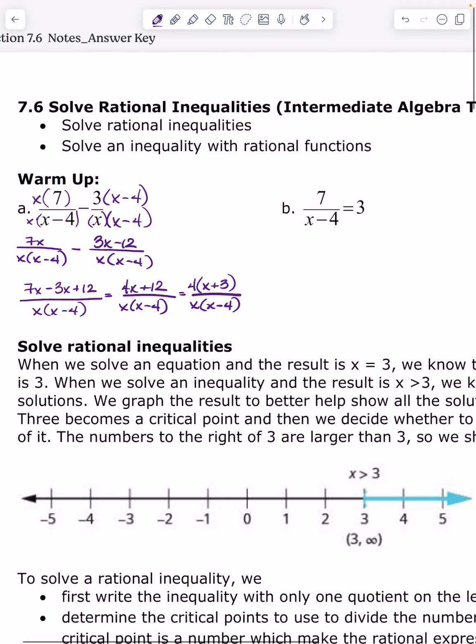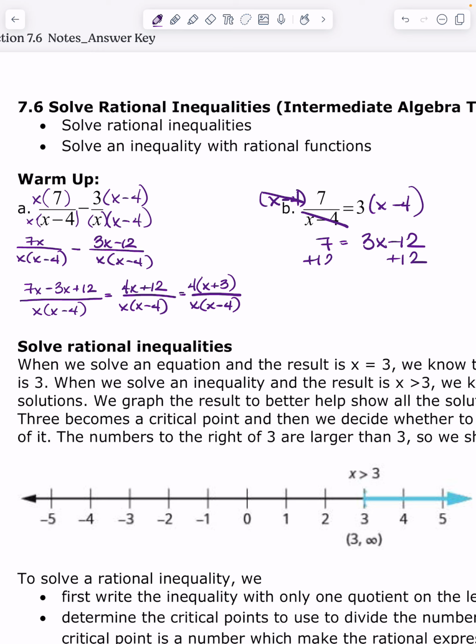B is a little different. We don't have an expression, we have an equation. My x is in the denominator, so I've got to start by getting it out of the denominator. I'm going to multiply both sides by x minus 4. Keep in mind, this is different than what we did in the expression. In the expression, we multiplied both numerator and denominator by the same thing, so we could get a common denominator. Here, my goal is to cancel that denominator. So now I have 7 equals 3x minus 12.